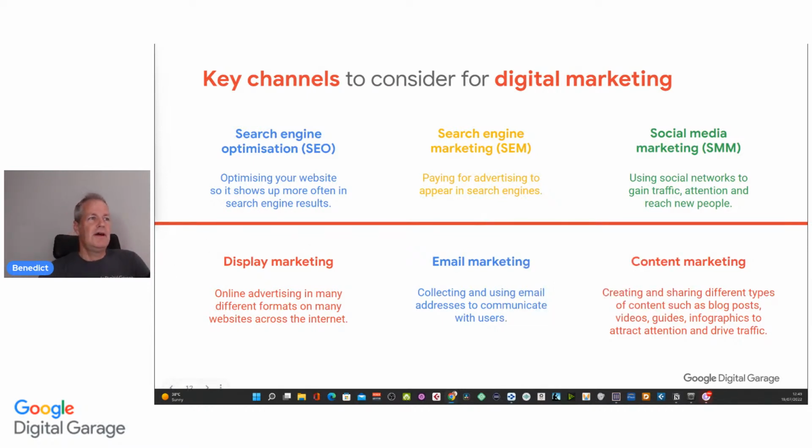Perfect. All right, so we're going to be going through these different slides. So search engine optimization, search engine marketing, social media marketing, display marketing, email marketing, and content marketing. So we're going to be covering all of those 6 different areas in this talk. Let us get started. I'm going to have to keep an eye on these different things whilst I'm giving the talk. Make sure everything's going through smoothly.